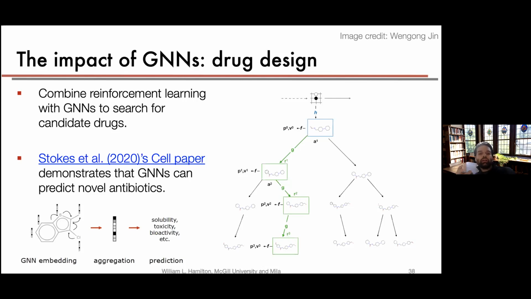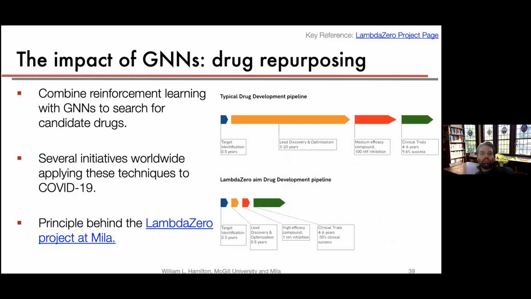And we can then combine this property prediction approach with techniques from reinforcement learning to even try to search over the space of molecules to find useful, say, drug candidates. And this is very exciting. It can be used for drug design, also for drug repurposing. And for example, an initiative at my institute here at Mila called the Lambda Zero Initiative. There's also a related initiative called Recover that we've been running. It has actually been applying these techniques to try to find drug candidates for COVID-19.